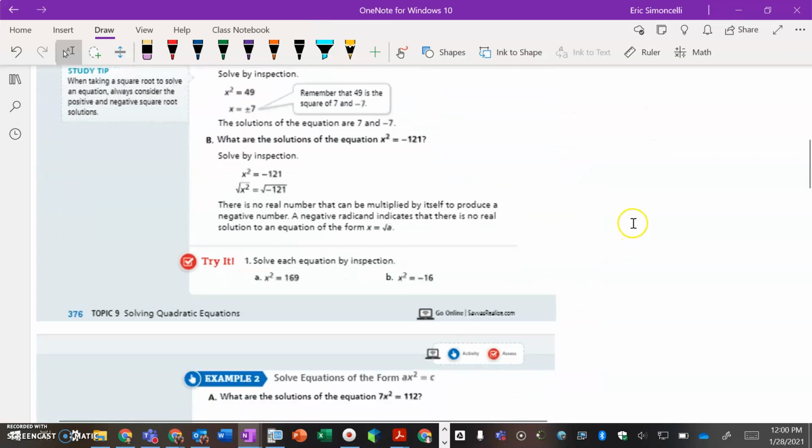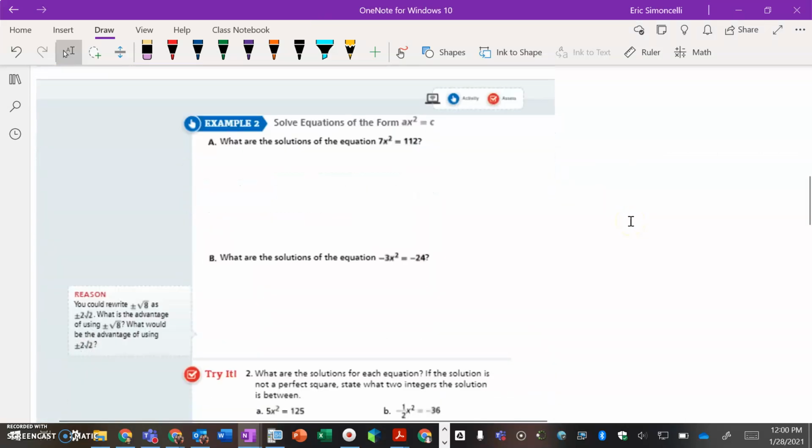All right, moving forward. Example 2. Solve equations of the form ax squared equals c. I see here, for part A, a similar type of thing, but with a not equal to 1, we're going to have to do a little bit more. 7x squared equals 112. The first step, as you can see here, is to isolate the variable using properties of equality. So you want x by itself. To start the process, we'll go ahead and divide both sides by 7.